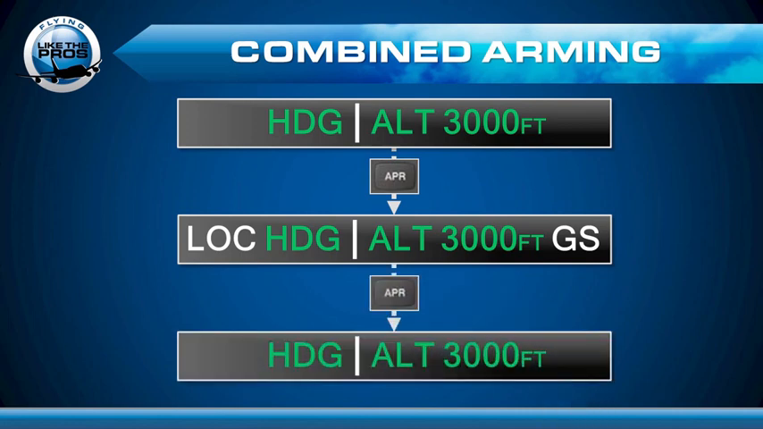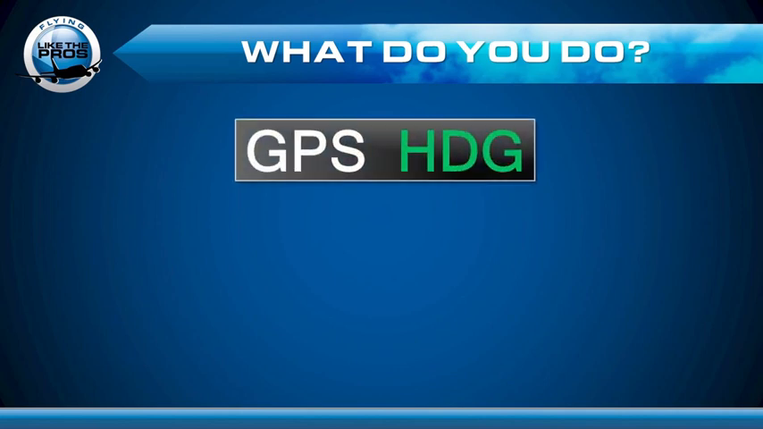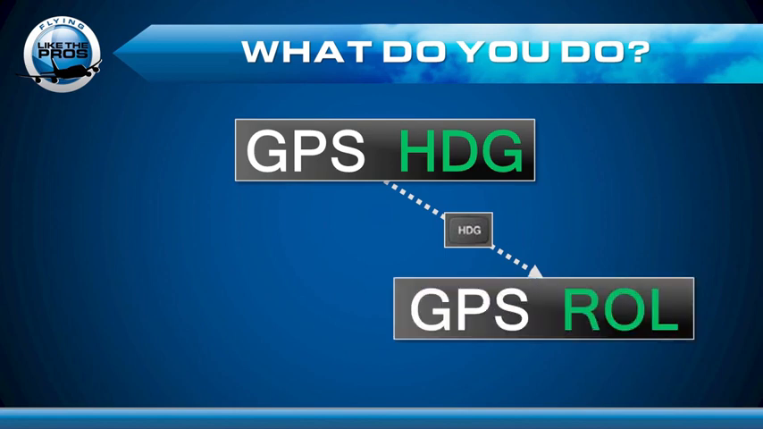Okay, so I have a little quiz for you. Let's say we go back to our original scenario. ATC told us to fly present heading for traffic, which means we're not supposed to intercept the course. If you press the heading button, what will you get? You will turn off heading mode and roll mode will become active, but GPS will still be armed, so you will still intercept the course, and I think ATC is going to be really upset with you.